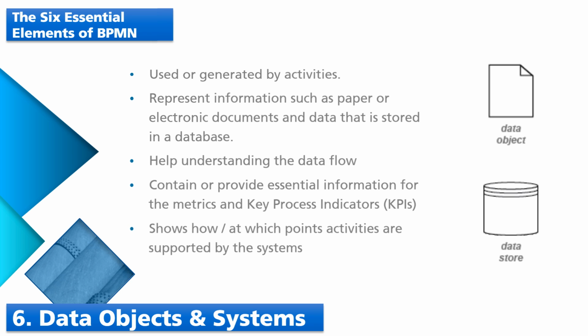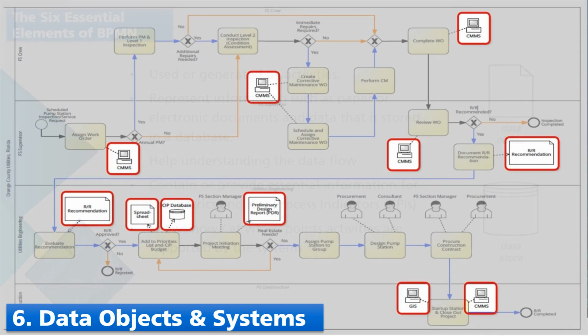The model also shows how and at which points work activities are supported by different information systems. In our example, systems that support this process include the Computerized Maintenance Management System, Geographic Information System, and the Capital Improvement Program database, as well as items such as spreadsheets, design reports, etc.